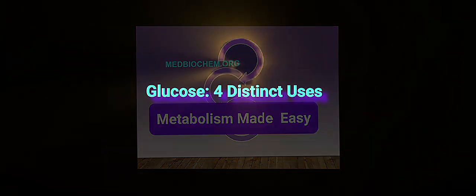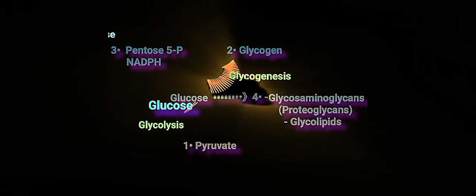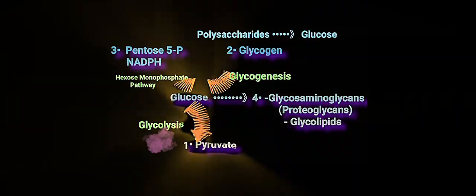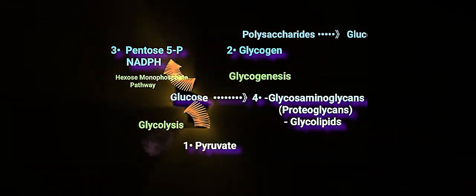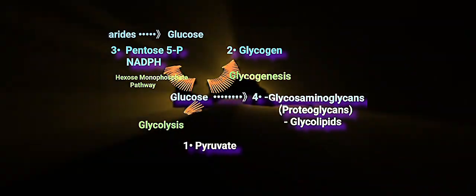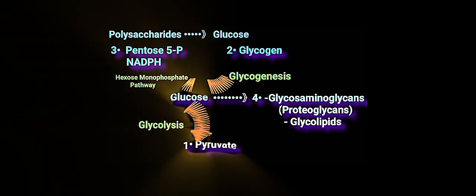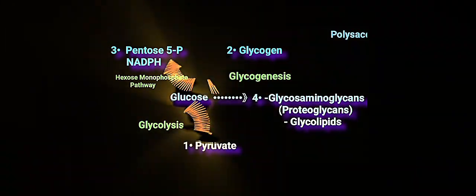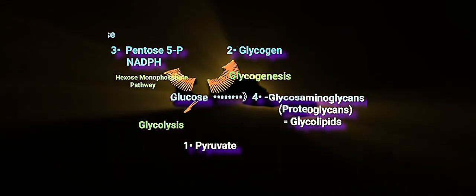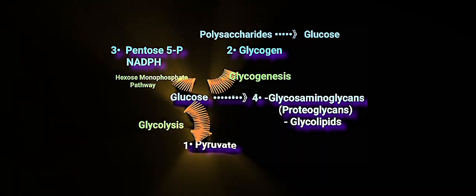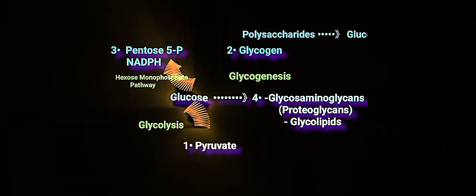Glucose has at least 4 uses in the cell. The first one is through glycolysis to produce energy and 2 molecules of pyruvate. The second one is in storage of glucose as glycogen, which occurs in both liver and muscle. The third one is in the hexose monophosphate pathway or pentose phosphate pathway, which produces NADPH and pentose phosphate or ribose phosphate needed for nucleotide biosynthesis.